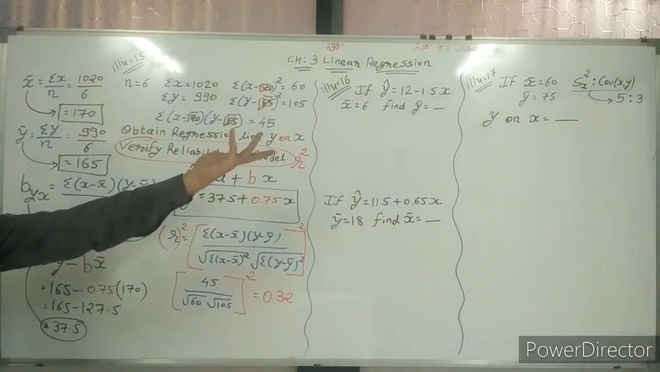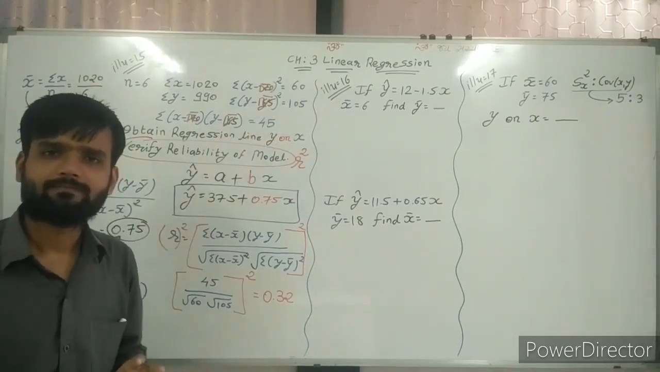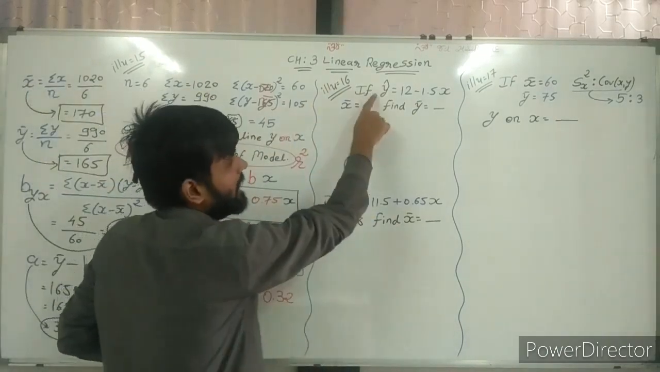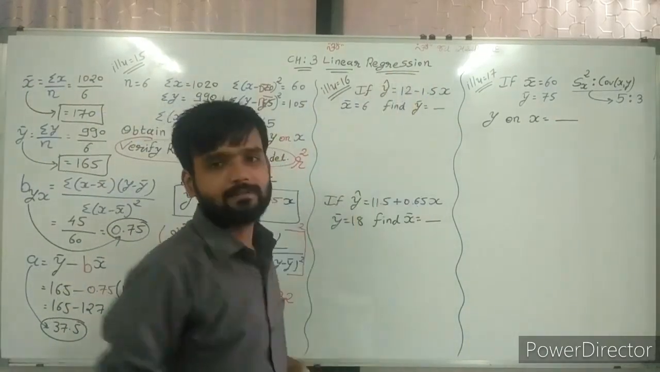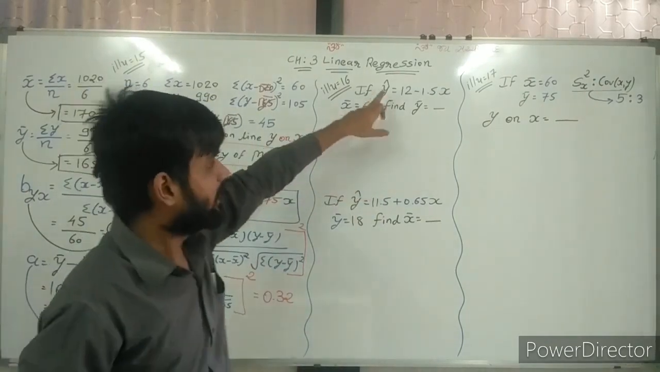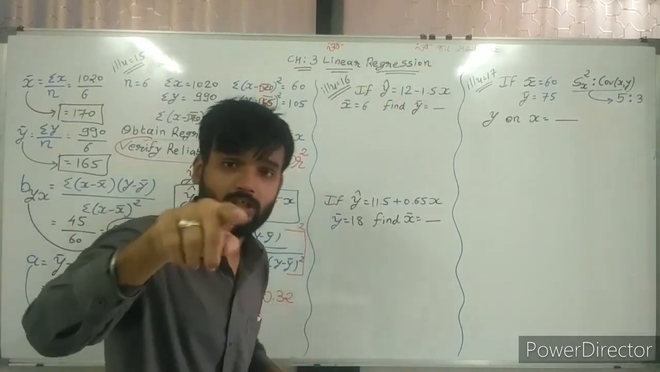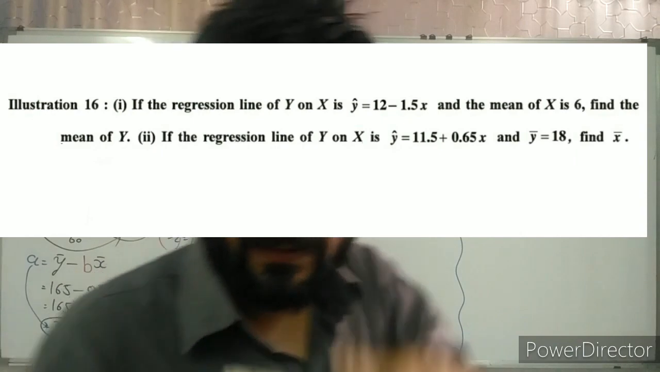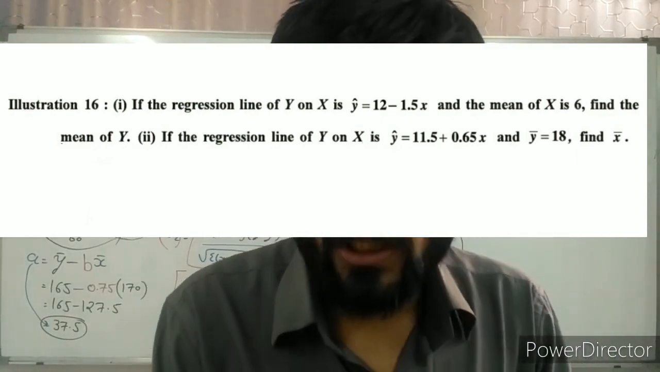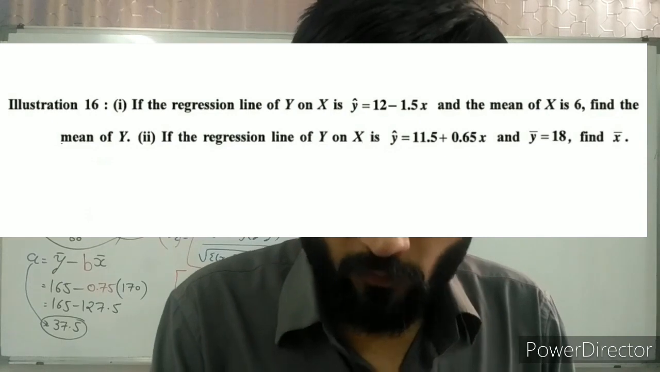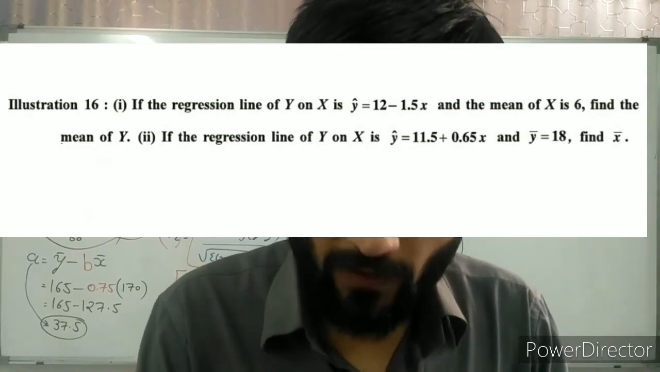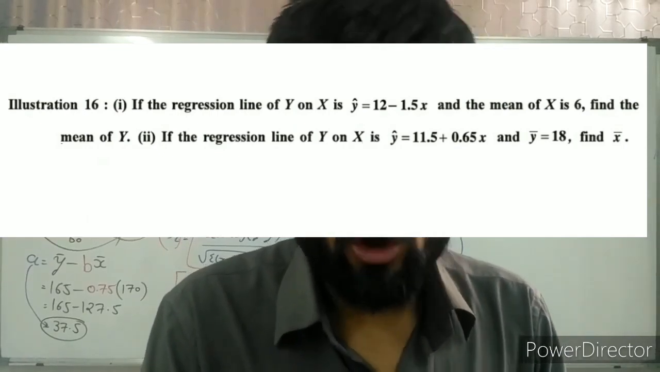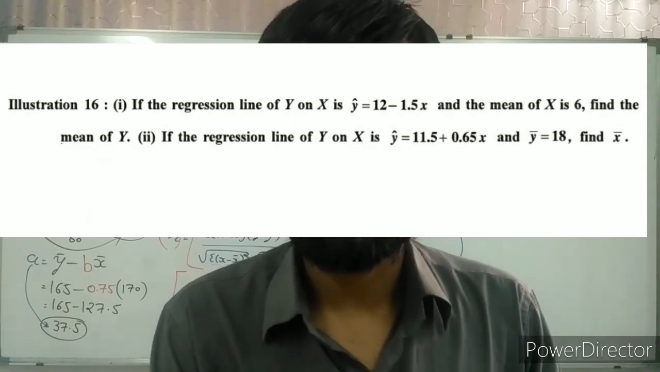Now the easiest questions, illustration number 16. Try to understand, please. If y cap is equal to 12 minus 1.5x, it means the regression line is given. But what is given in your textbook? First of all, I am reading that. Illustration number 16. If the regression line of y on x is y cap is equal to 12 minus 1.5x and the mean of x is 6, find mean of y. That is my first question.